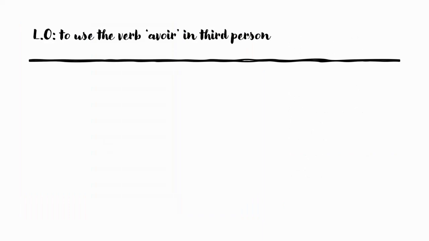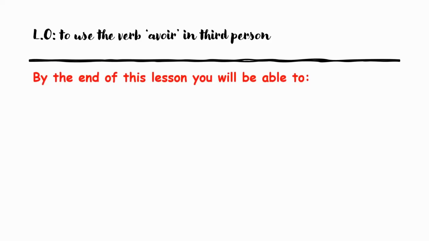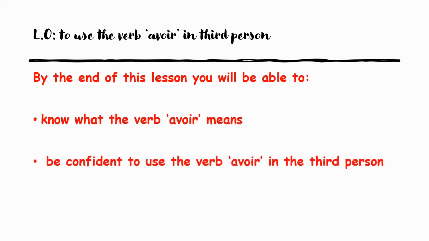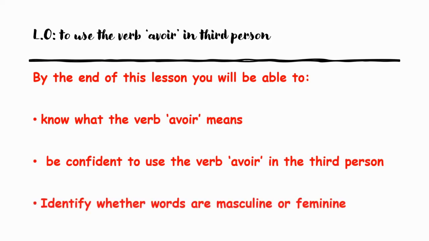So, today our LO is to use the verb avoir in third person. By the end of this lesson, you will be able to know what the verb avoir means, be confident to use the verb avoir in the third person, and finally, identify whether words are masculine or feminine. First of all, we're going to do a short introduction together, then we're going to do an activity, and then I will give you a little quiz where you'll get an opportunity to beat me, the teacher.